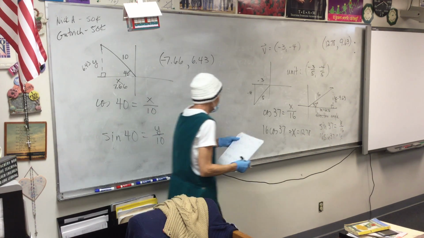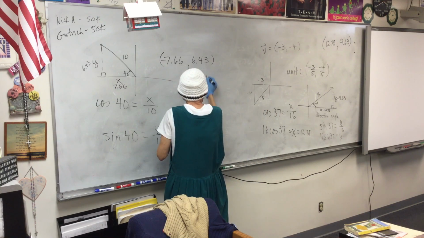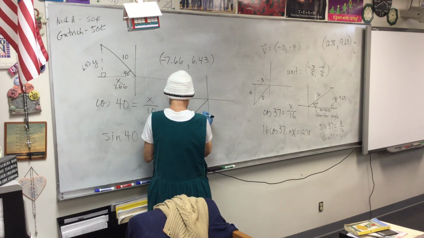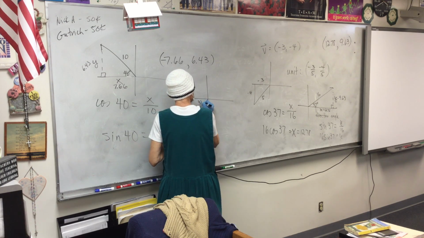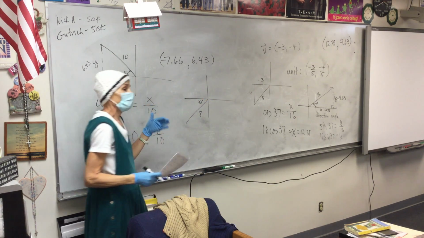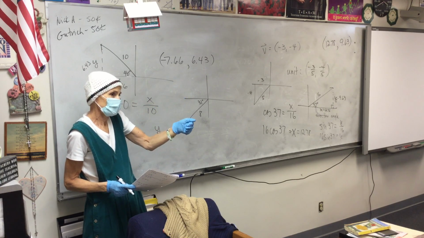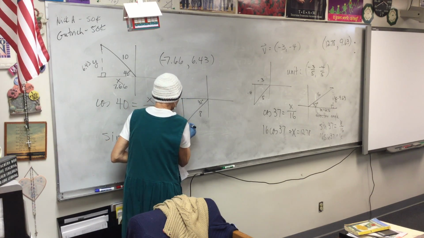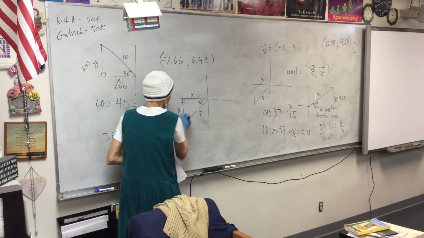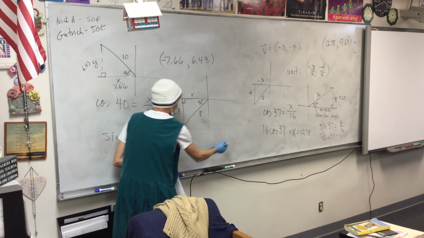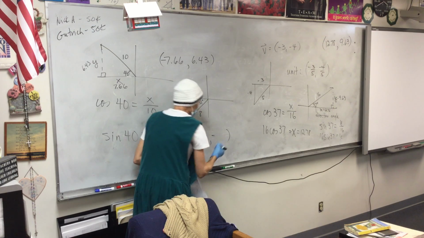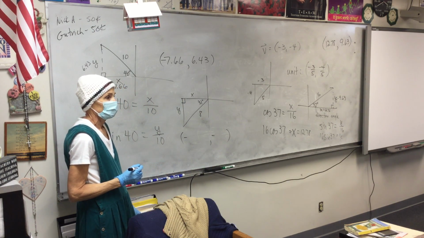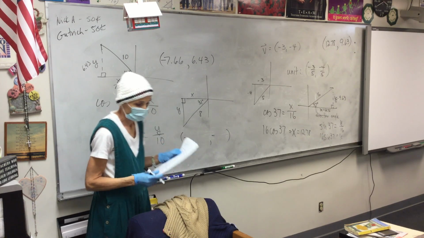Oh, we got another one. Yay! Let's do it. So a magnitude of 8 and an angle of 31. Now, having just had the conversation we had, tell me about my x and y in this problem. They're both going to be negative. Everybody got that? All right, let's see if you can find the numbers.